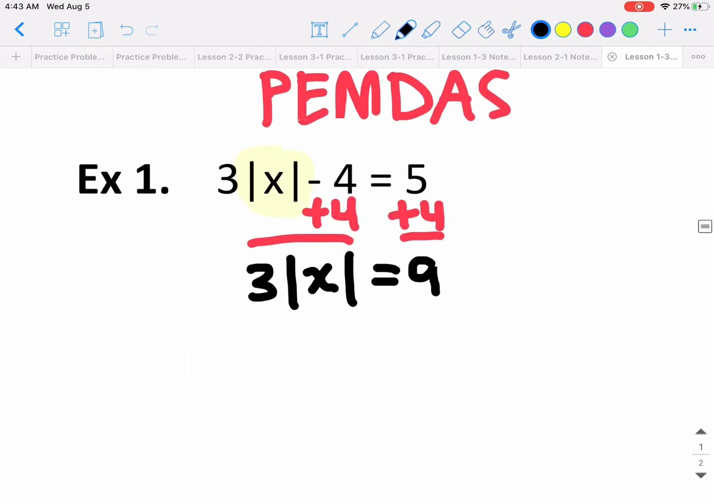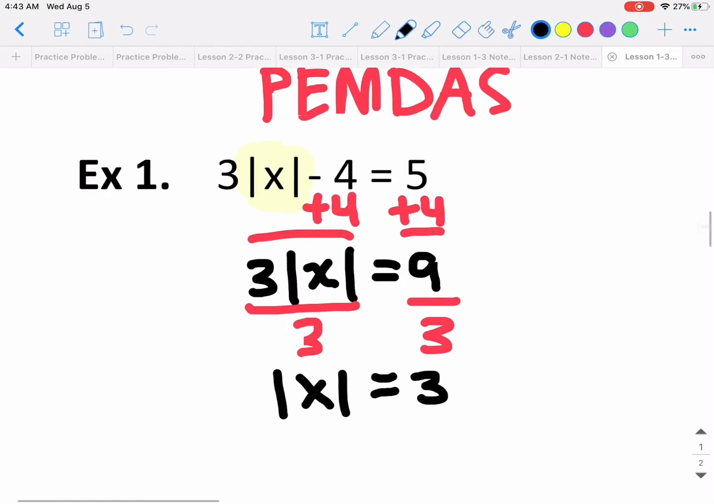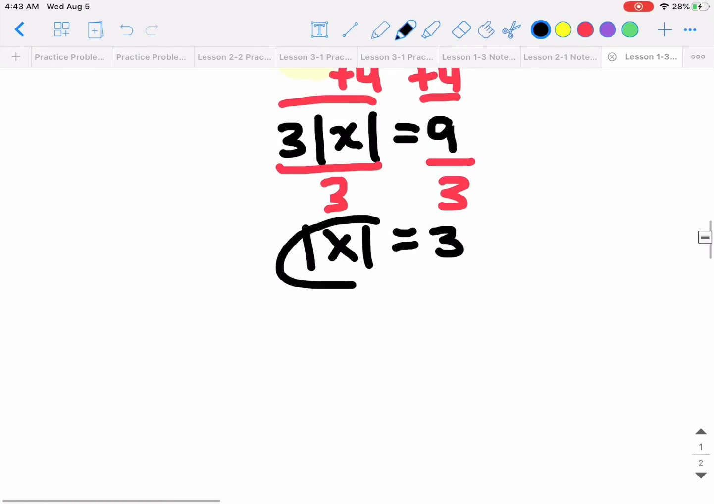Next thing I want to do, well, right now I'm multiplying that absolute value by 3. I want to get it by itself, so I want to undo that by dividing by 3. If I do that on the left, I have to do that on the right, and I'll end up with the absolute value of x is equal to 3. I never want to leave something like this. I always want to break it down so I don't have absolute value bars.